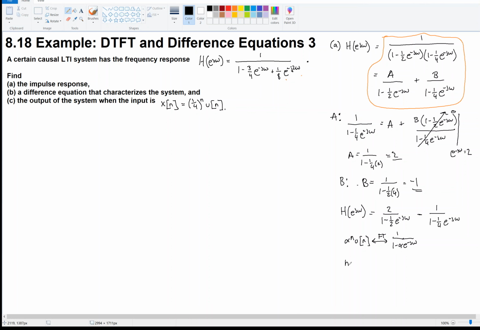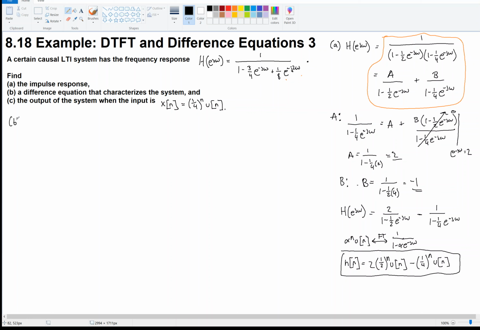And so I get h of n, taking the inverse transform. I can just write the 2, then I have 1 times the inverse transform of this thing, and I form fit this, and I see that alpha is 1/2, so then the inverse transform is 1/2 to the n u of n, minus, then from linearity I can consider this piece, I form fit this, and I see that alpha is 1/4, so this is 1/4 to the n u of n. I could factor out the u of n if I like, but that is the impulse response of this system. So that's part A.